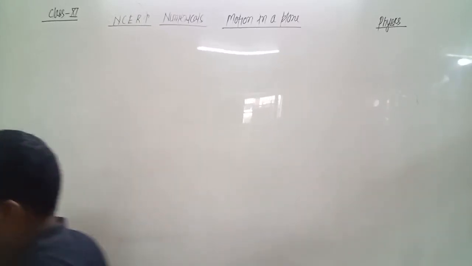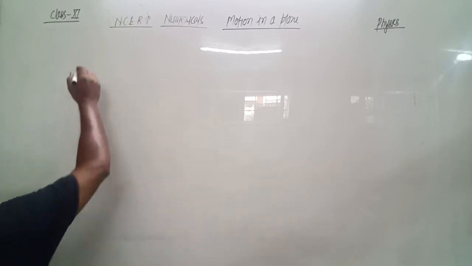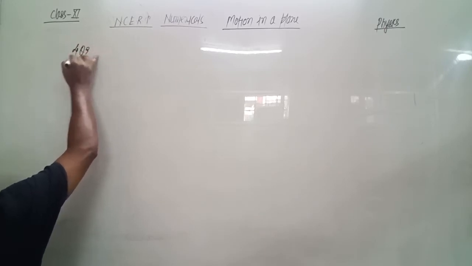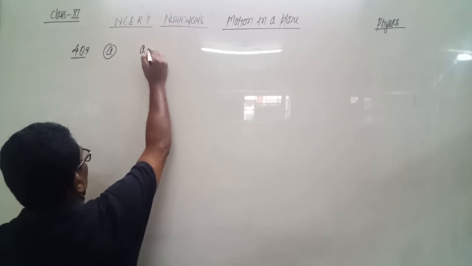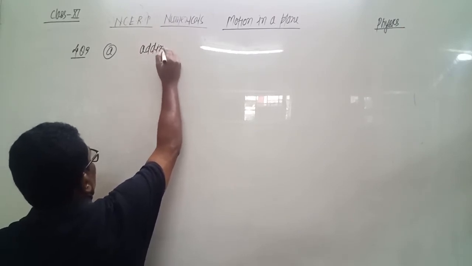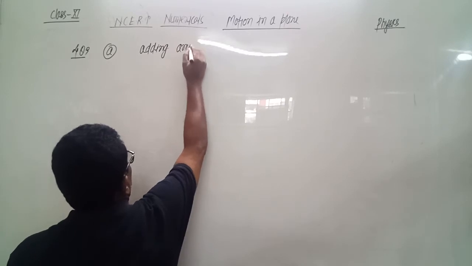Now question number 4. State with reason whether the following algebraic operations with scalar and vector physical quantities are meaningful. We have to give the reason whether they are meaningful. The first is adding any two scalars. Part A. The statement is given that adding any two scalars.